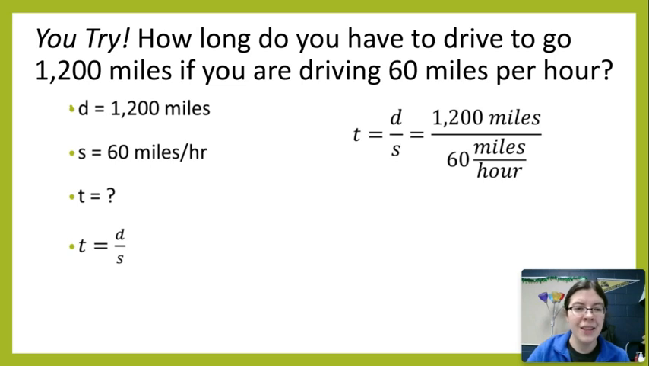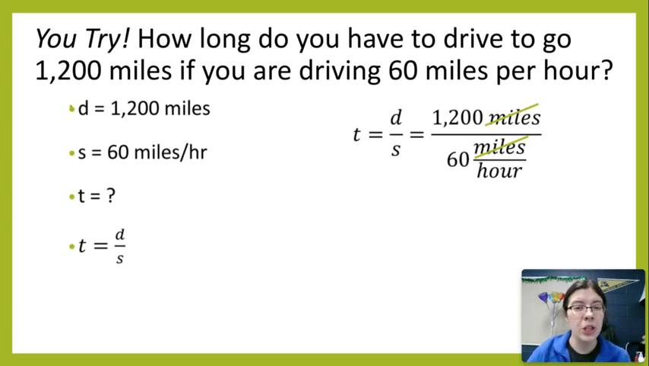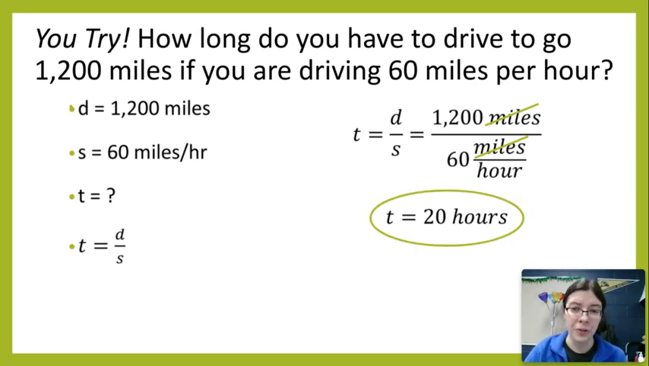So if I go ahead and plug in those values, I have 1,200 divided by 60. In this case, miles is going to cancel out. So I'm left with just hours, which makes sense as a unit for time. So then if I take the 1,200 divided by 60, that gives me 20 hours. And then don't forget to circle your final answer.